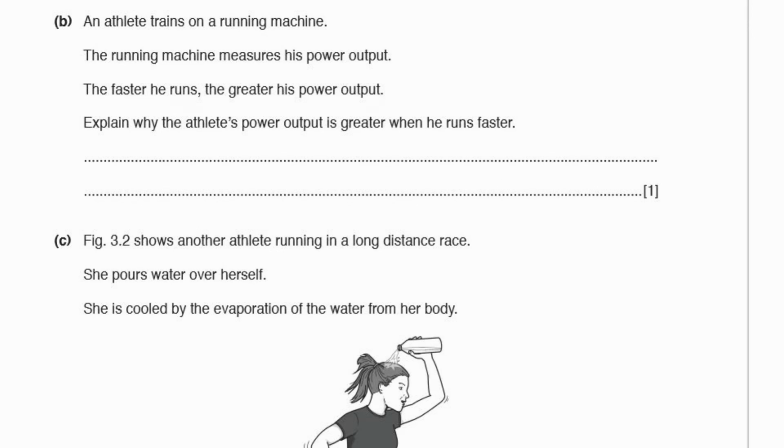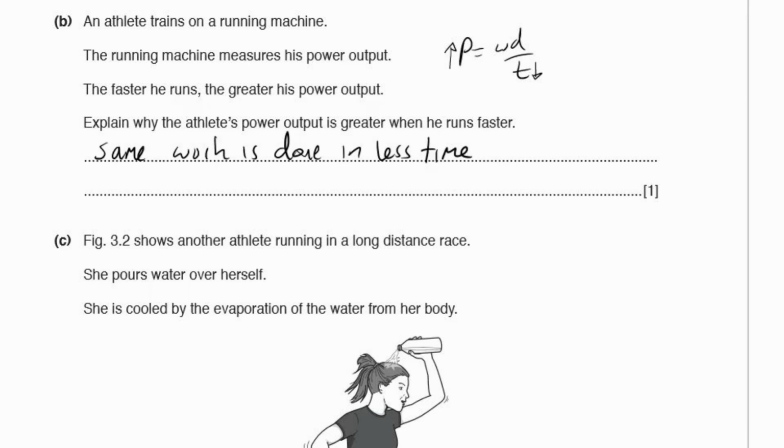B. An athlete trains on a running machine. The running machine measures the power output. The faster that he trains, the greater his power output. Explain why the athlete's power output is greater when he runs faster. Okay, well, power is work done divided by time. As they're moving faster, the work done might remain the same, but the time it takes them to do it gets less, which means the power will increase. So the same work is done in less time.